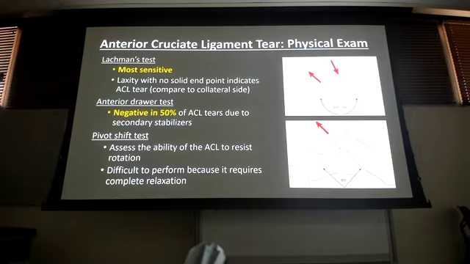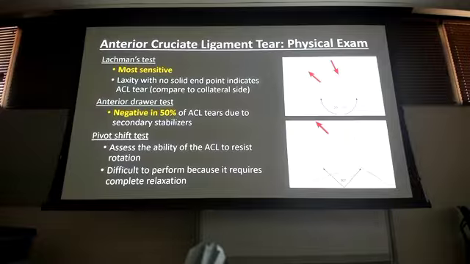There it is, the word endpoint, right? You should always feel that endpoint, right? So you're documenting grade 2, 5 millimeters of translation compared to the contralateral side, but still with an endpoint. Does that make sense? Because if there's an endpoint, that means the ligament's still intact. It doesn't become a grade 3 until it's not intact. Make sense? Okay, good. So there are more components to documentation and testing than just, oh, it moves.